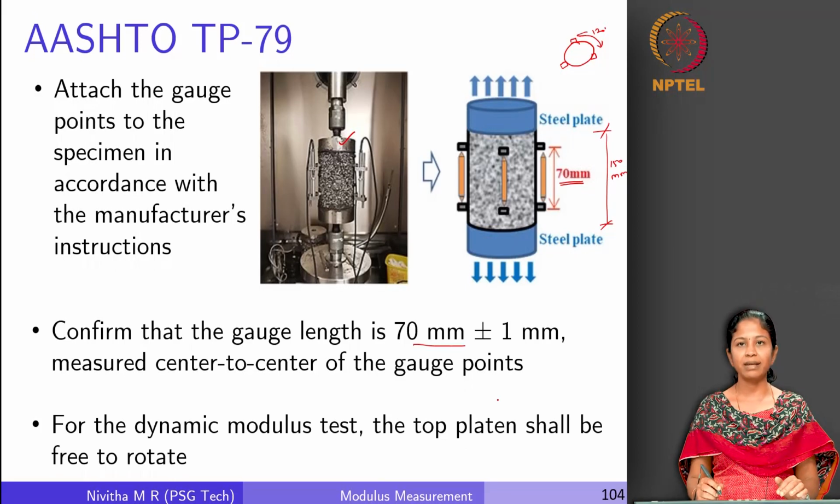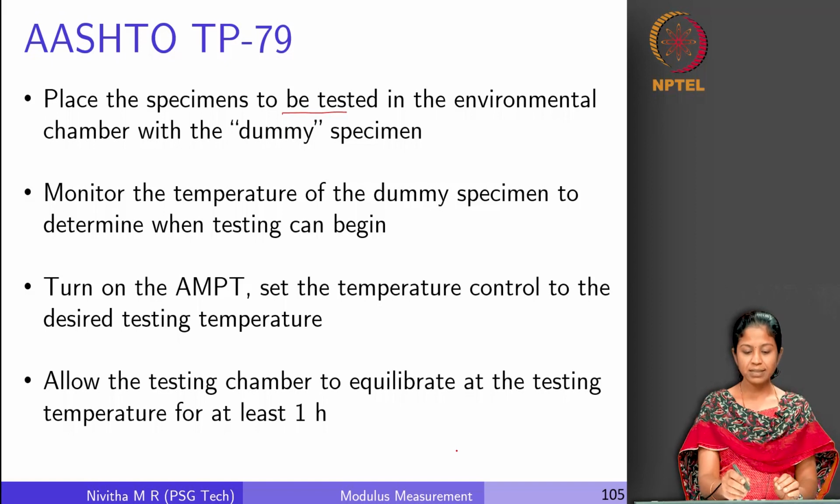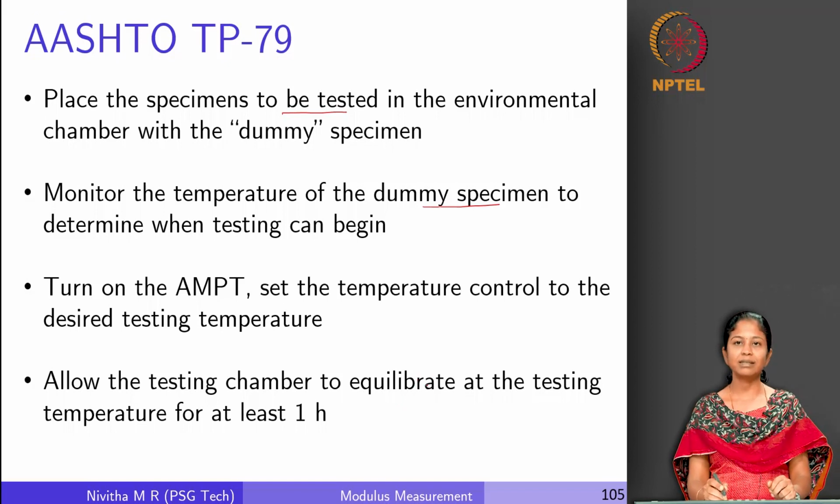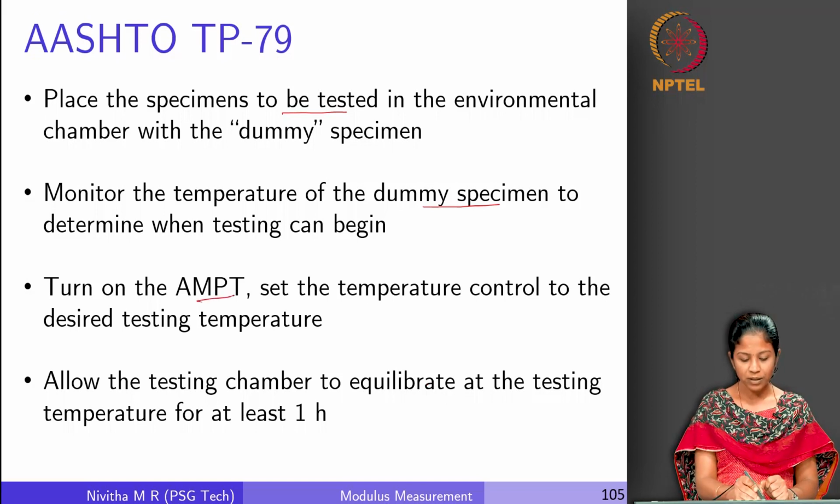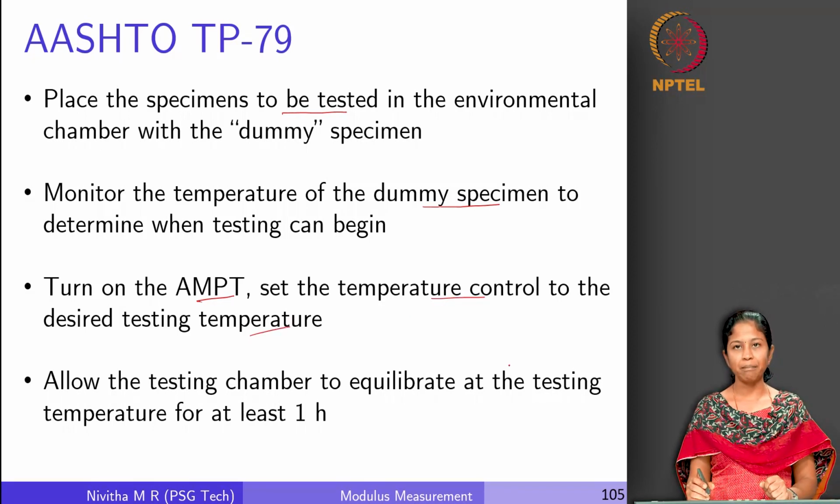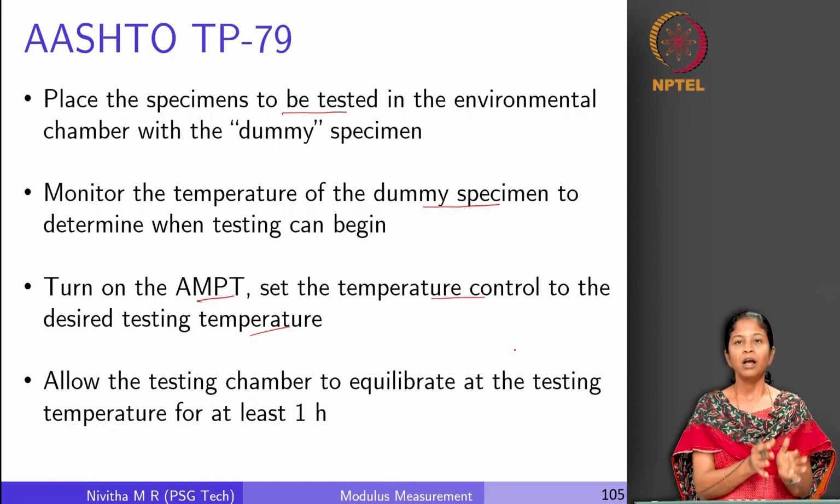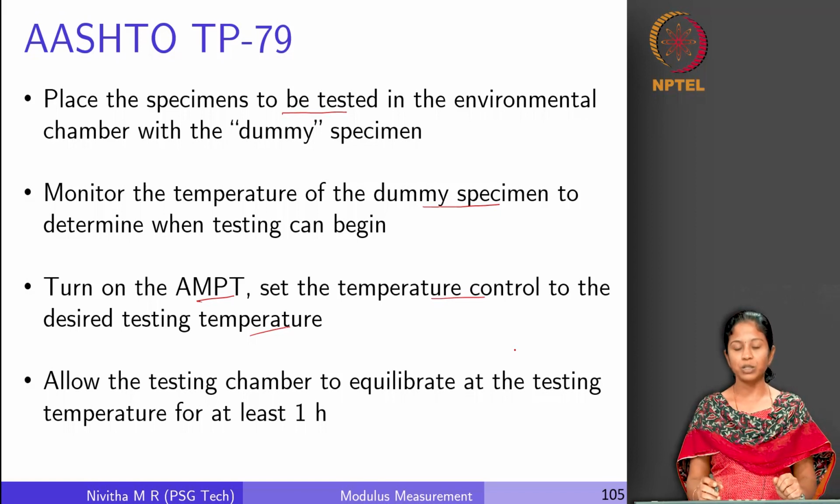So how do we ensure that the environmental chamber is at the test temperature before we condition the sample? We place a dummy specimen in the environmental chamber. We monitor the temperature of the dummy specimen, right. Once it reaches the test temperature, we know that the testing can begin. Then we turn on the AMPT and set the temperature control to the desired testing temperature. This environmental chamber is a separate chamber in which we condition the sample. Once the sample reaches the test temperature, we start the actual testing.